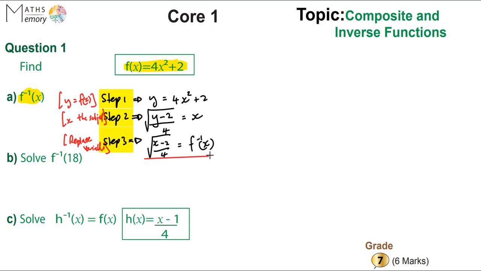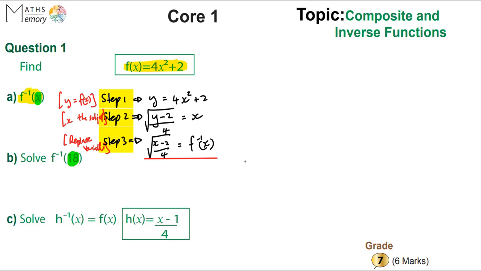Let's now look at part B rather. We're going to now be using part A and subbing in x equals 18. And the reason why we know that is this x over here is now x equals 18. So let's use part A in this. We've got the inverse function already. All we do is sub in 18 where we see x.